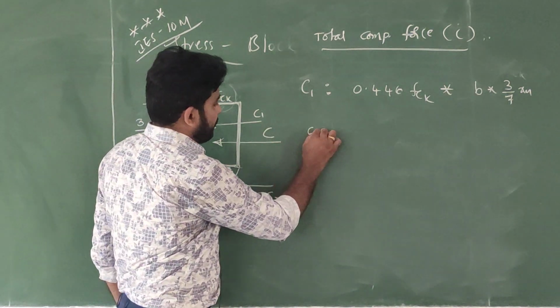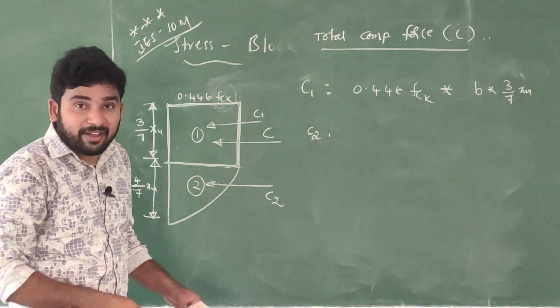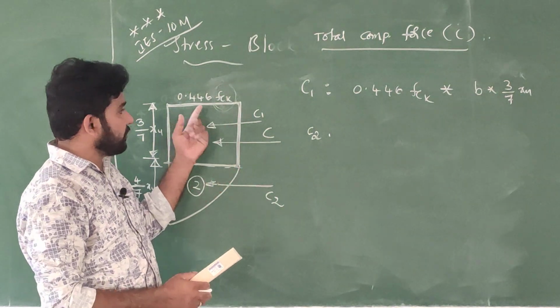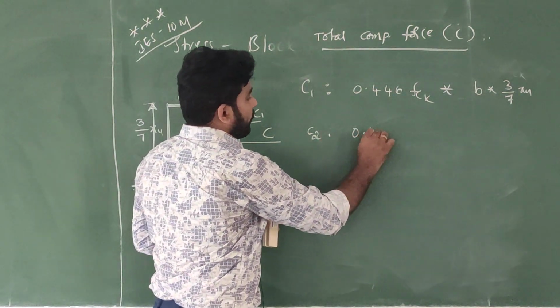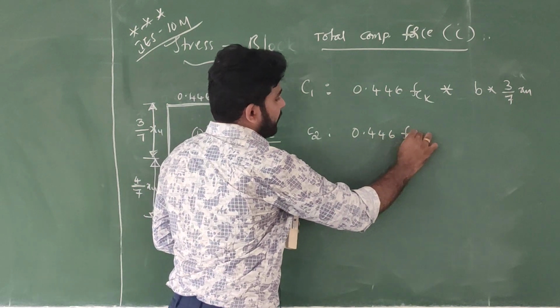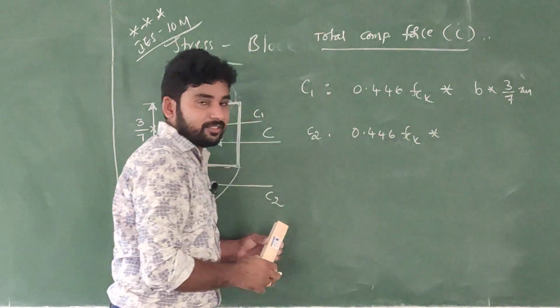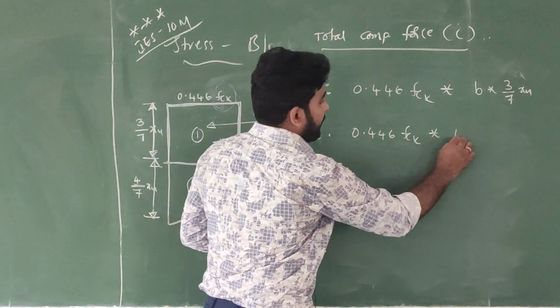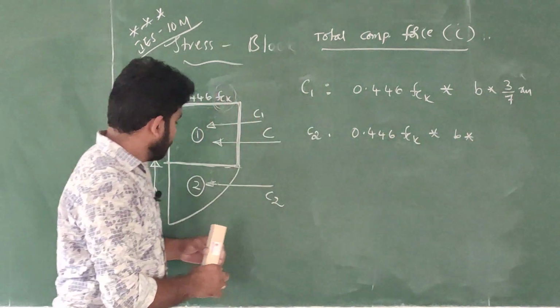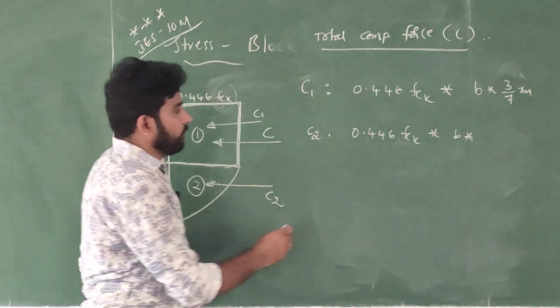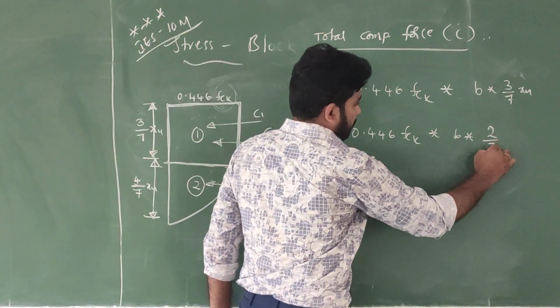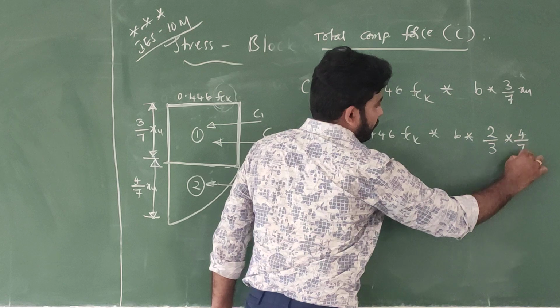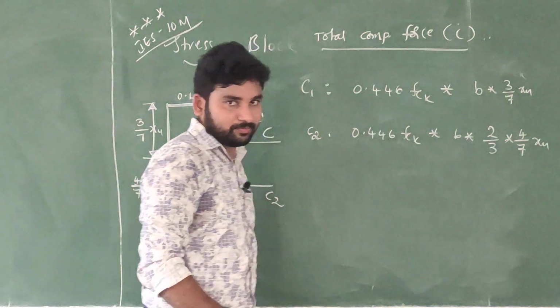Similarly for C2. What is the average stress? The same stress here also: 0.446 FCK into the width, same width, the width of the beam, B, into 2/3 of the depth, 4/7 XU.